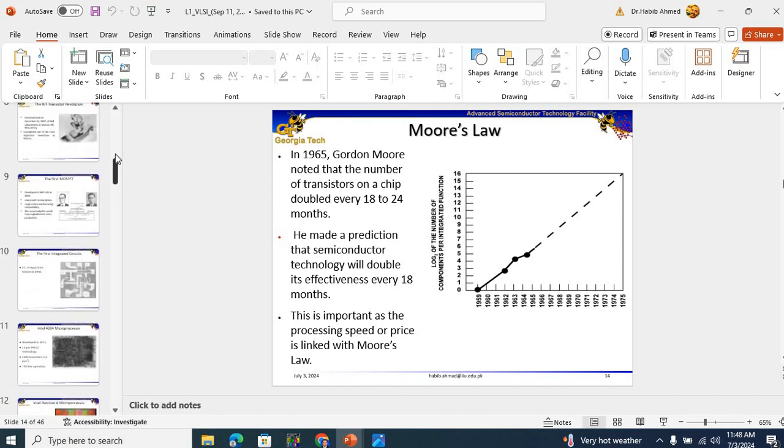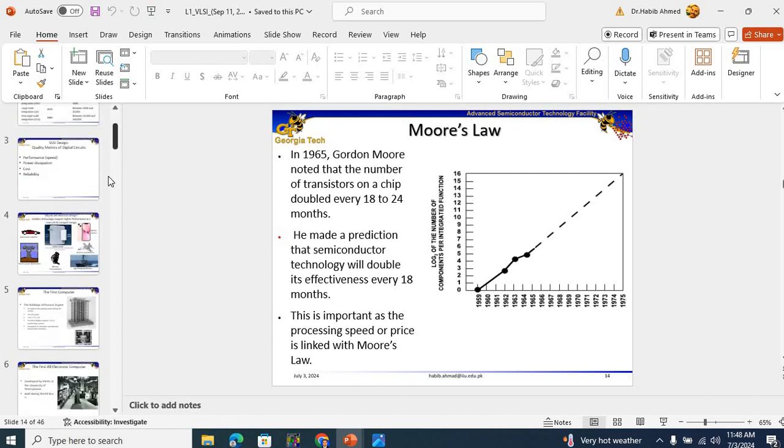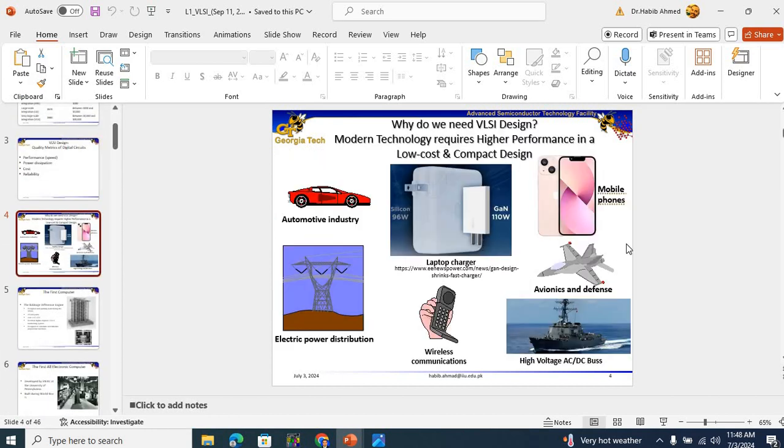Let me ask you a question. Have you ever thought that with every new generation of our phones, the functionality is improving, like the processing speed and the memory size of our phones is improving. However, the size of the smartphone remains the same.